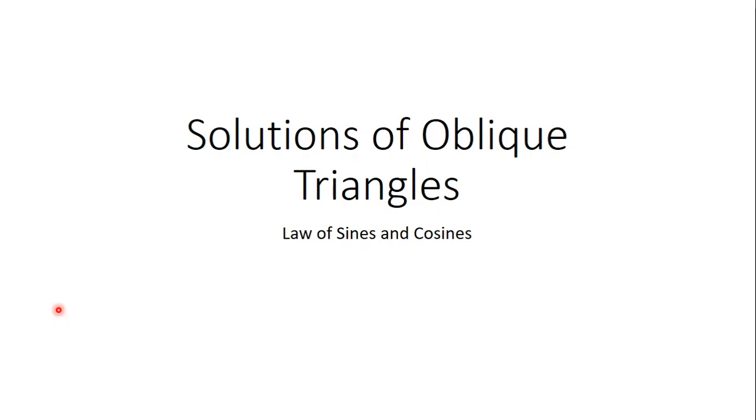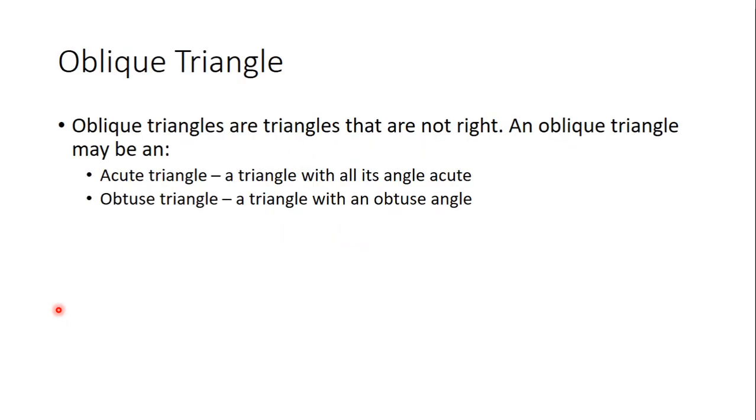Good morning. Today we're going to learn about the solutions of oblique triangles, and this involves the law of sines and cosines. First, let's define what oblique triangles are. These are triangles that are not right, or they do not include a right angle. An oblique triangle may be an acute triangle, a triangle with all its angles acute, or an obtuse triangle, a triangle with an obtuse angle.